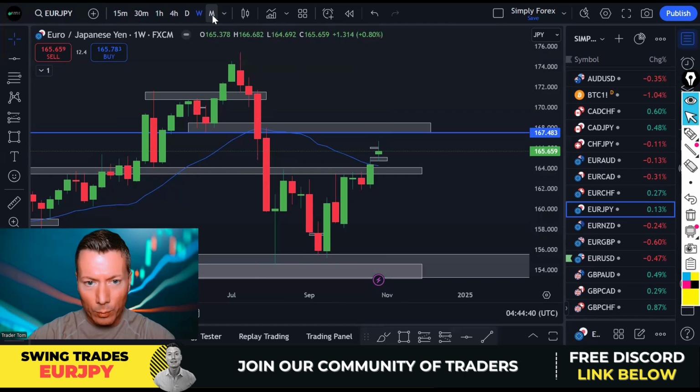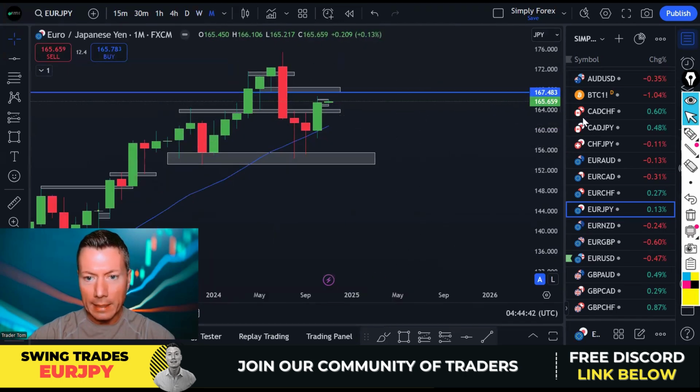Okay, and again, let's start with the monthly, because we can clearly see on the monthly, and I'm showing you the monthly, guys, because these are swing trades, right? We're in an uptrend. We're at the moving average 20. Look at all these bullish wicks followed by a nice big bullish candle. Now, potentially, we could come all the way back up to these highs, right?